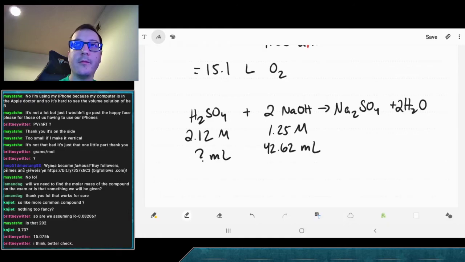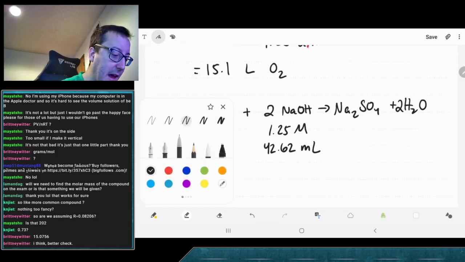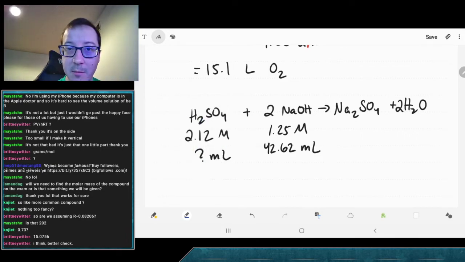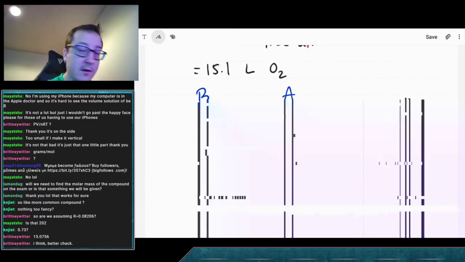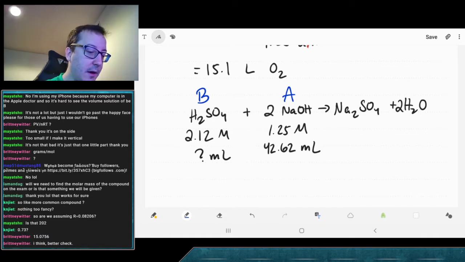So, if we look at this, remember we always want to say kind of like A is the one we know everything about. We know everything about sodium hydroxide. We know a lot of information about that. The one that we're looking for is going to be B, right? Just if we want to look at our chart. So let's take note here. We have a concentration and a volume of A, solution A. And then we have a concentration of solution B.